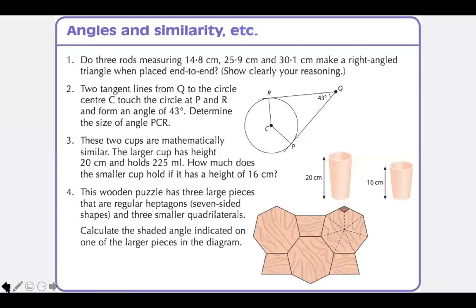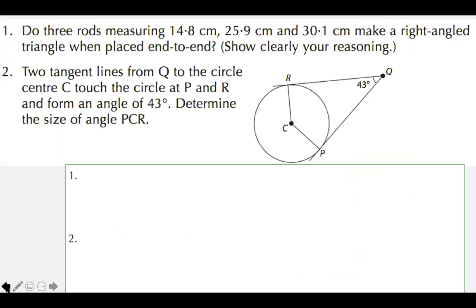So we've got a little exercise with angles and similarity. Now look at the question there. Do 3 rods measuring 14.8, 25.9, and 30.1 make a right angle triangle when placed end to end? The first thing is we're going to put these rods end to end.